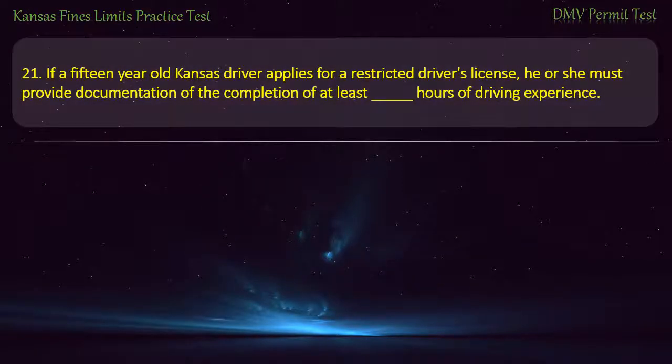Question 21. If a 15-year-old Kansas driver applies for a restricted driver's license, he or she must provide documentation of the completion of at least blank hours of driving experience. 60. 10. 25. 50. Answer. 25.